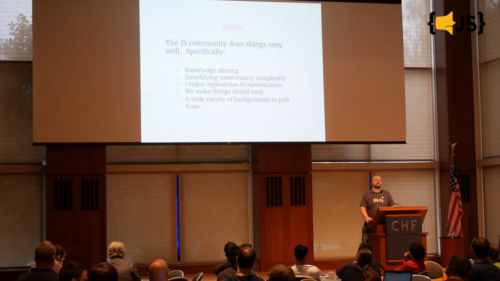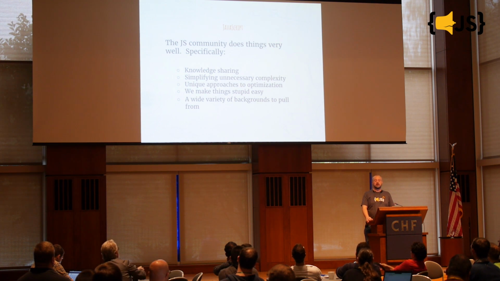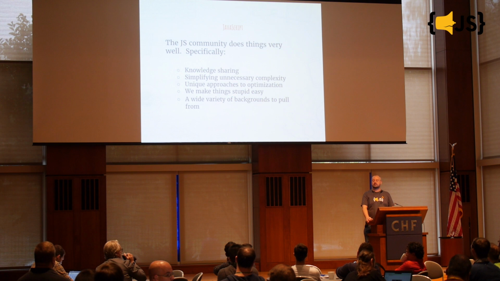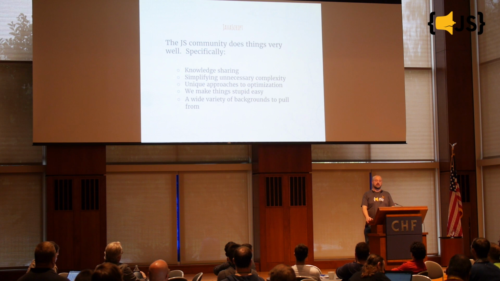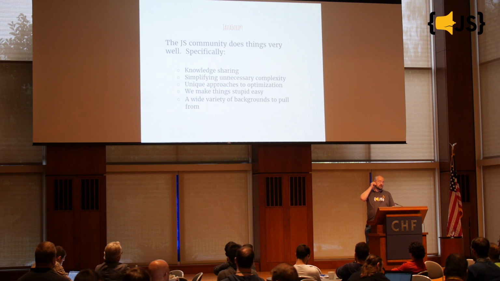And the community does something I think that we do better than other groups, which is knowledge sharing. A lot of us work on open source projects. A lot of us are active contributors. A lot of us attend meetups or organize conferences. We simplify a lot of the complexity, and we try to say, look, this piece keeps getting rerun. Let's abstract it into a library and move on. And rather than having someone else do it, just to save other people time, we'll drop it out on a repository somewhere. And like I said, unique approaches to optimization. We do tend to make things stupid easy, which I love about this community.